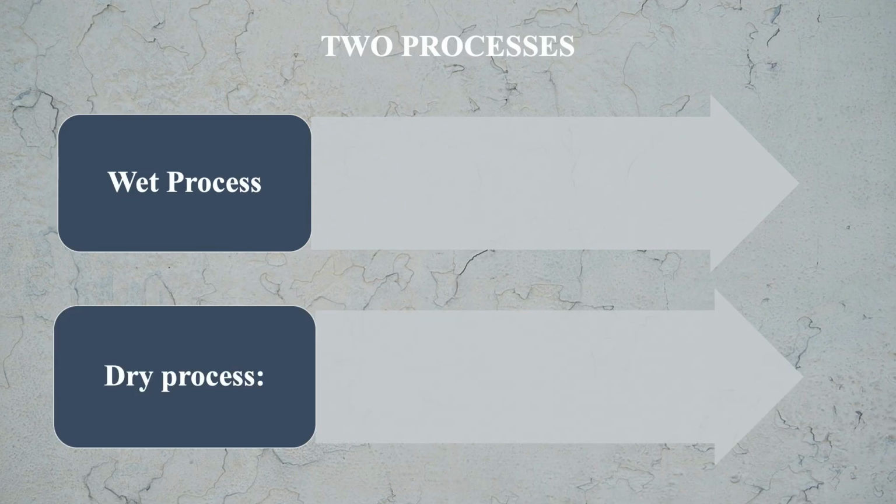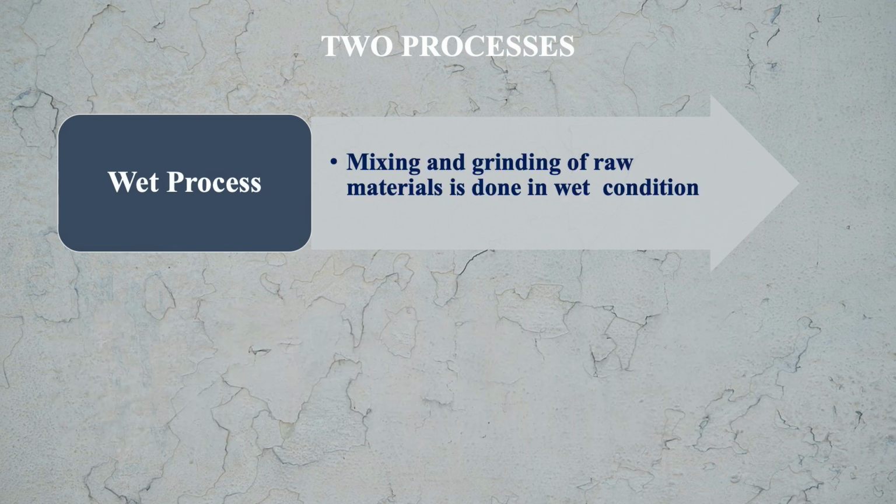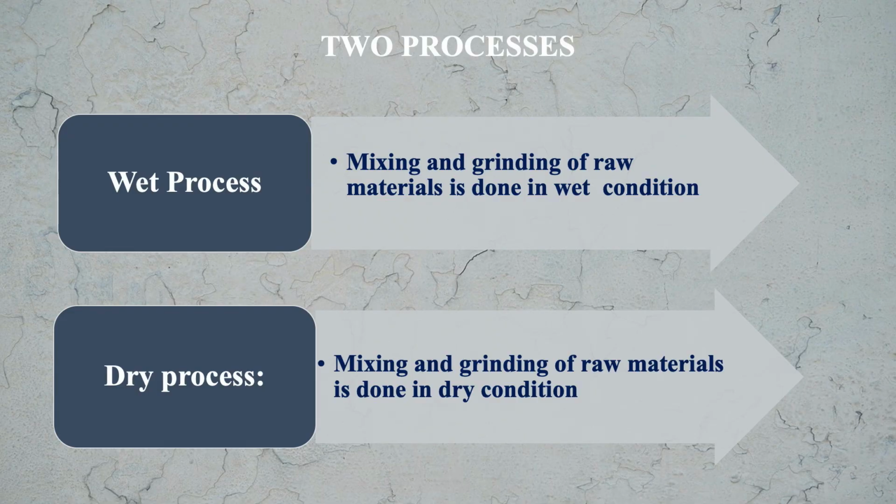Now, for manufacturing of cement, we follow two different processes. One is the wet process, another is the dry process. In the wet process, mixing and grinding of raw materials is done in wet condition. Means they are taken and water is added and then grinding is done. So a slurry is formed in this process. In the dry process, mixing and grinding of the raw materials is done in dry conditions. Means there is no formation of slurry in case of the dry process.